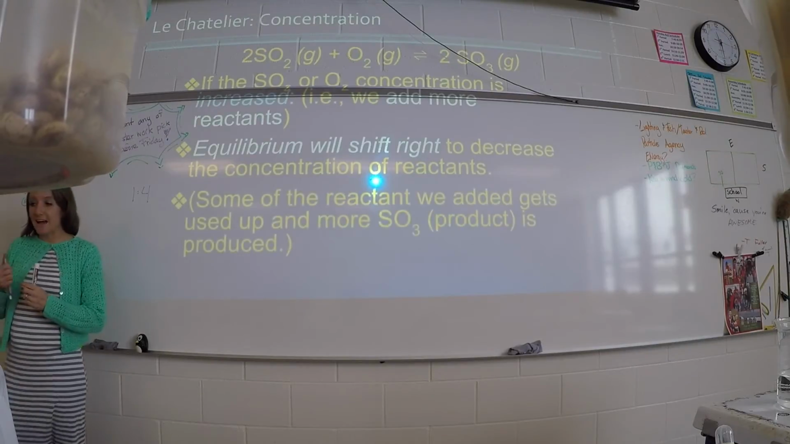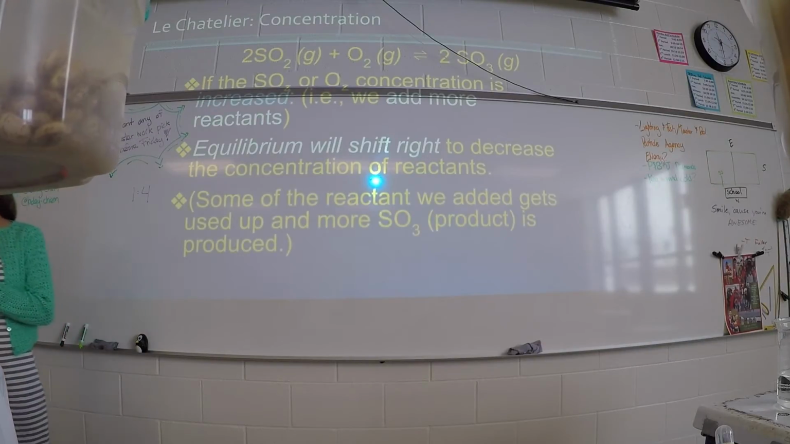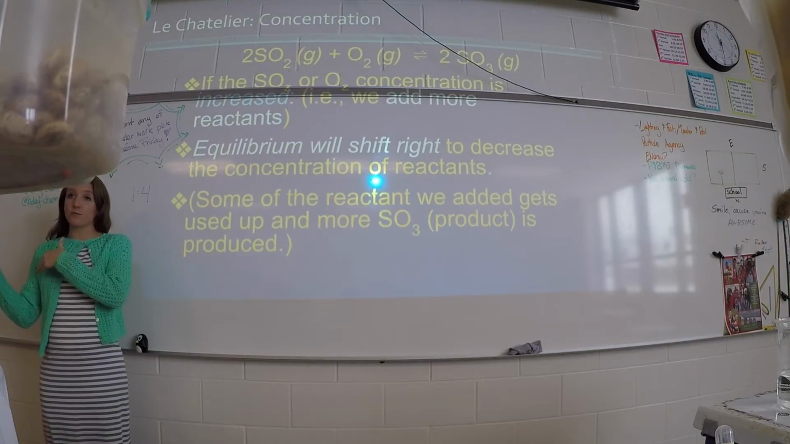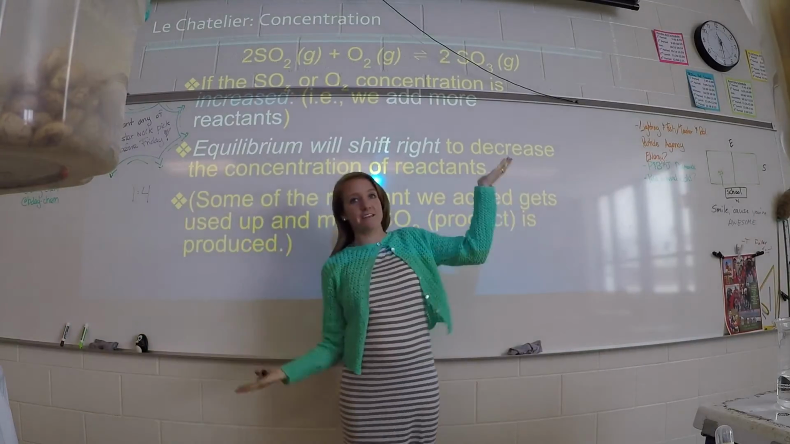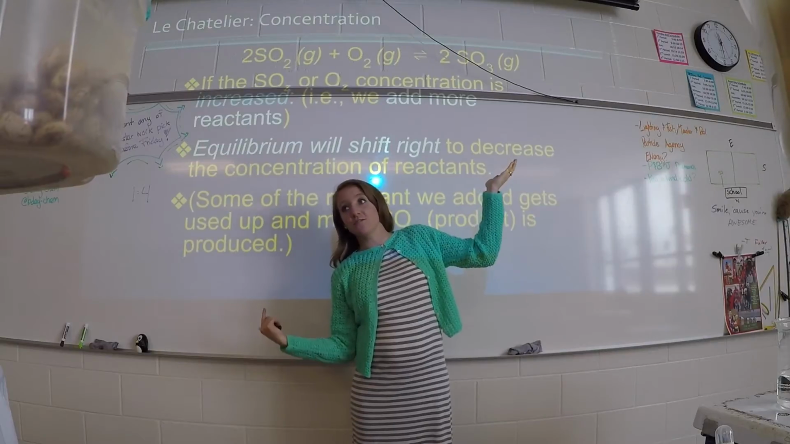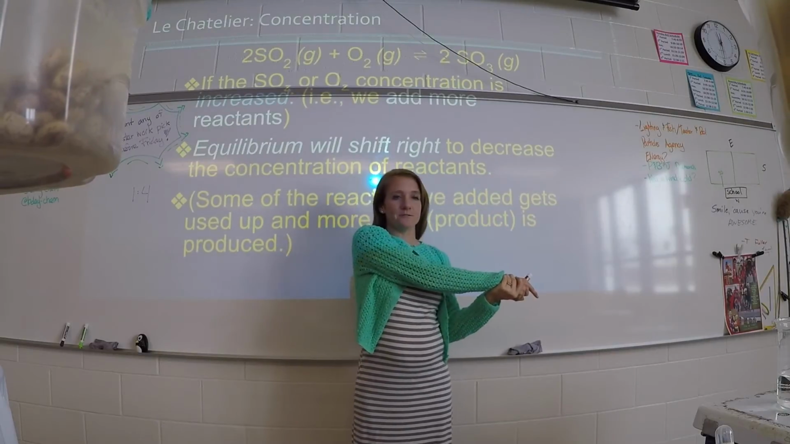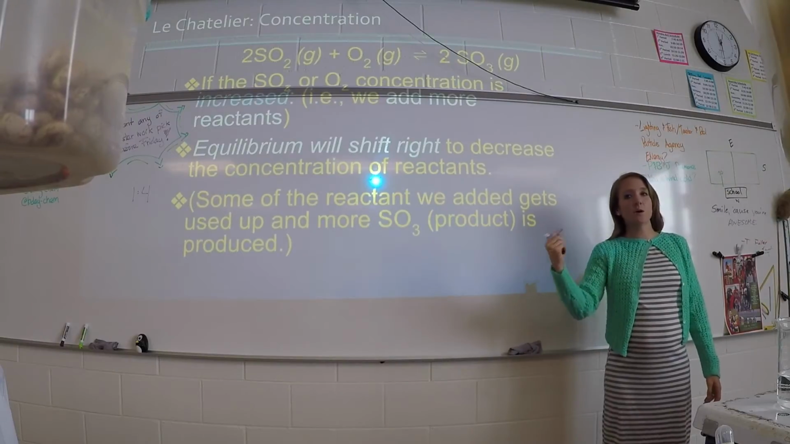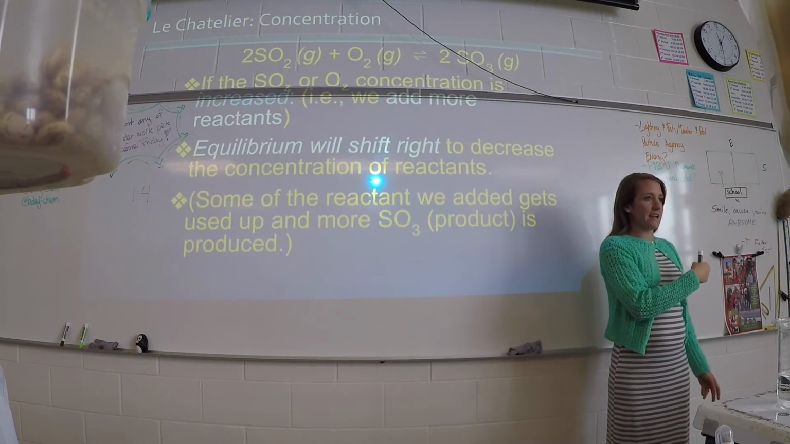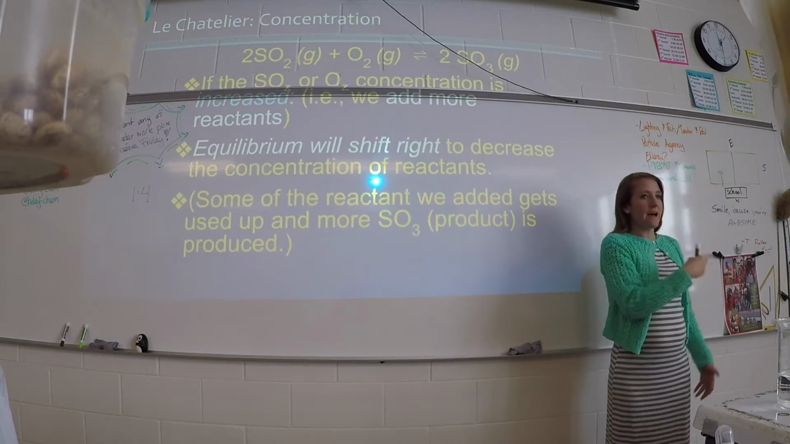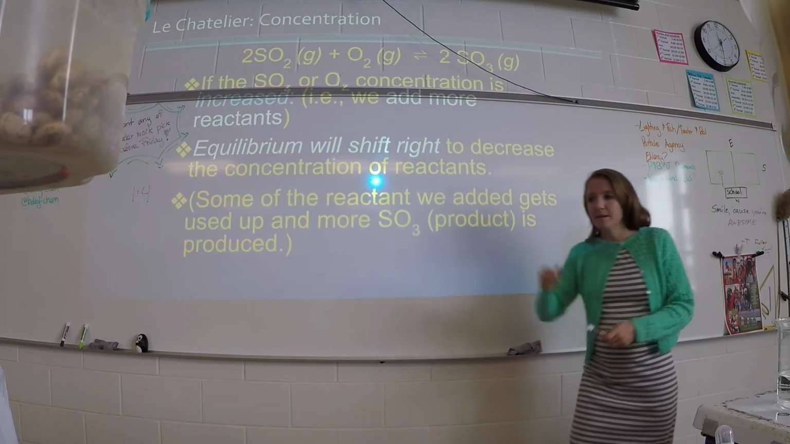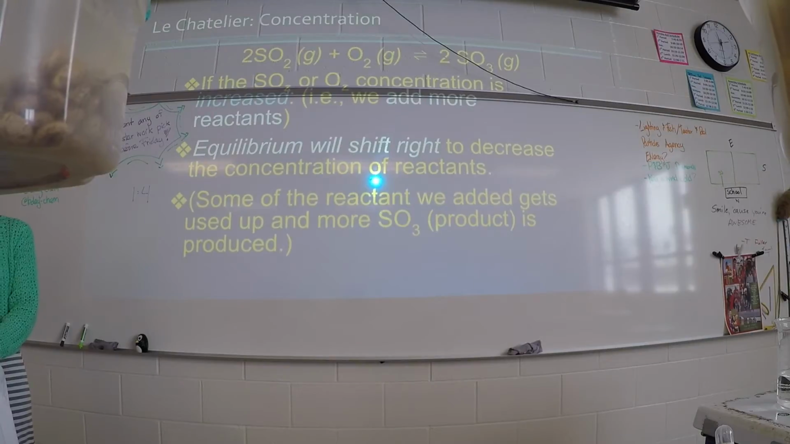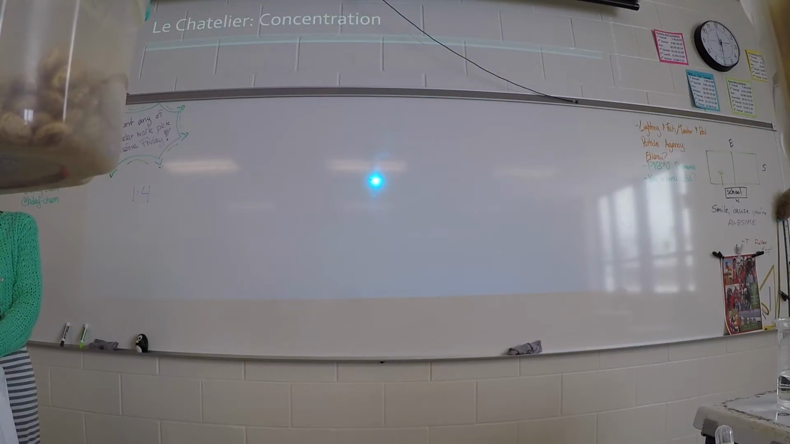So if we break it down, the SO2 and the O2 concentrations are increasing, so it's always going to shift to the right, because I've made this side heavy, and it needs to shift away from the side I added to. In general, anytime you add something, it's always going to shift the opposite direction because you already have too much on that side. And in a sense, it gets used up in the process.